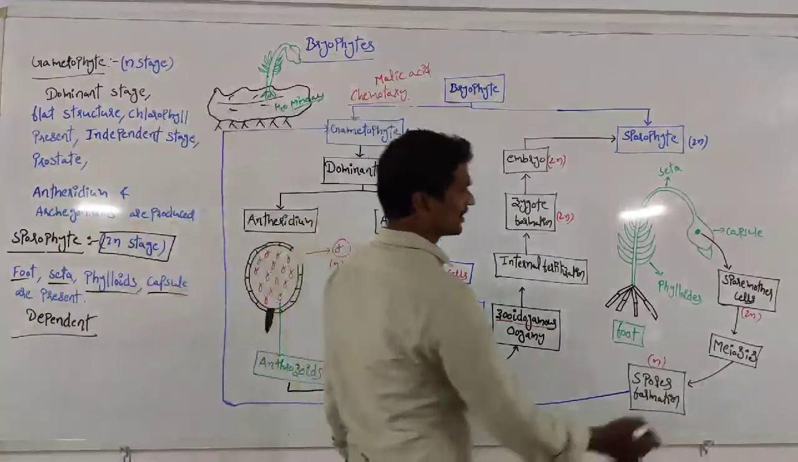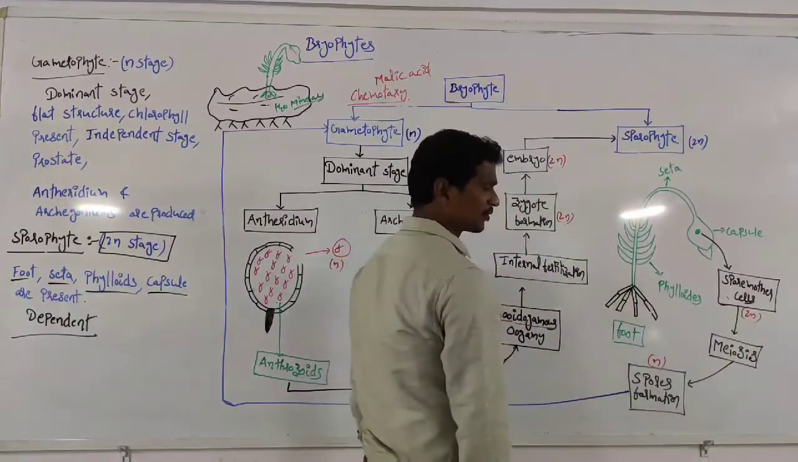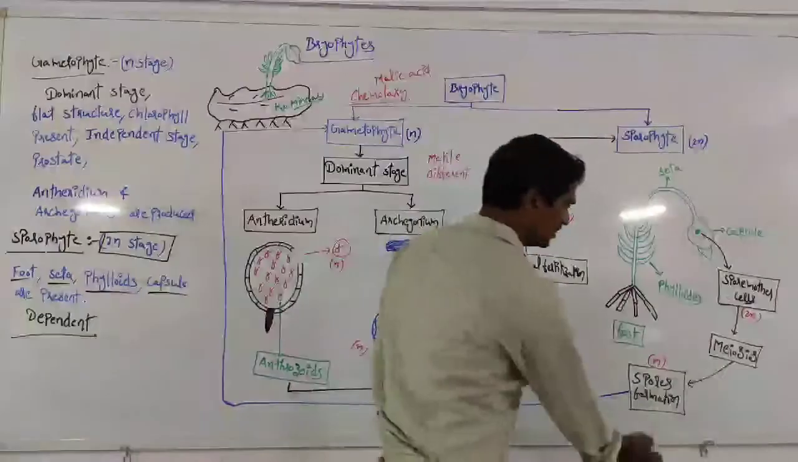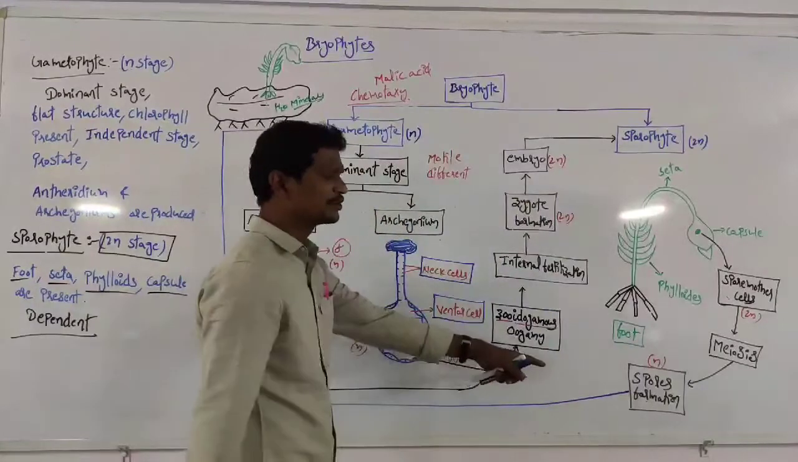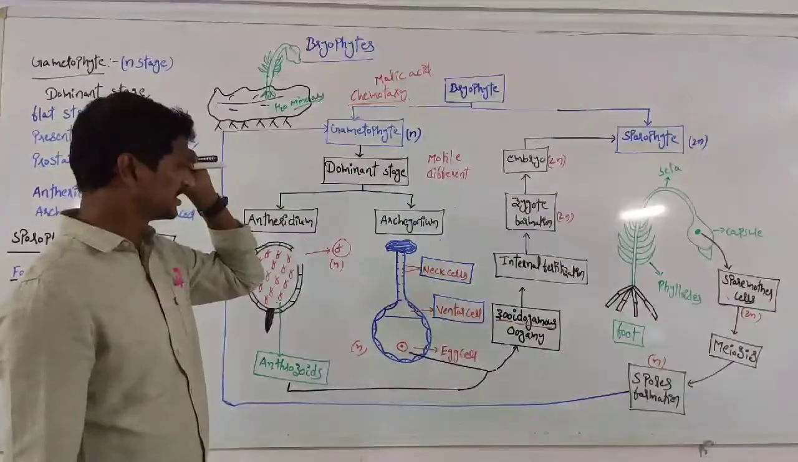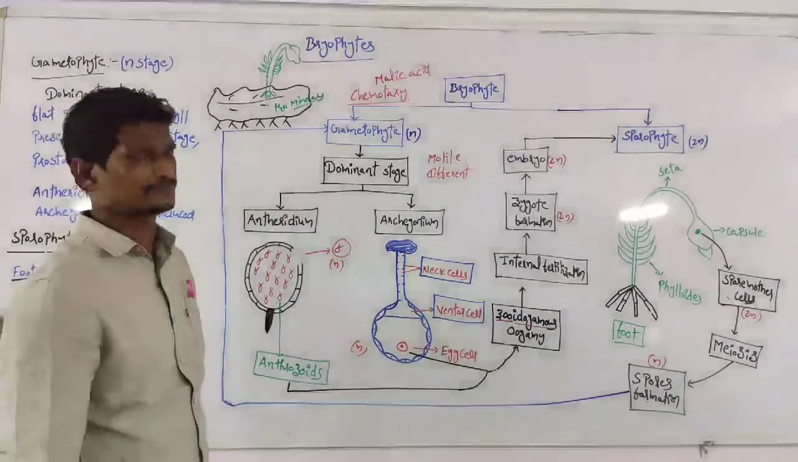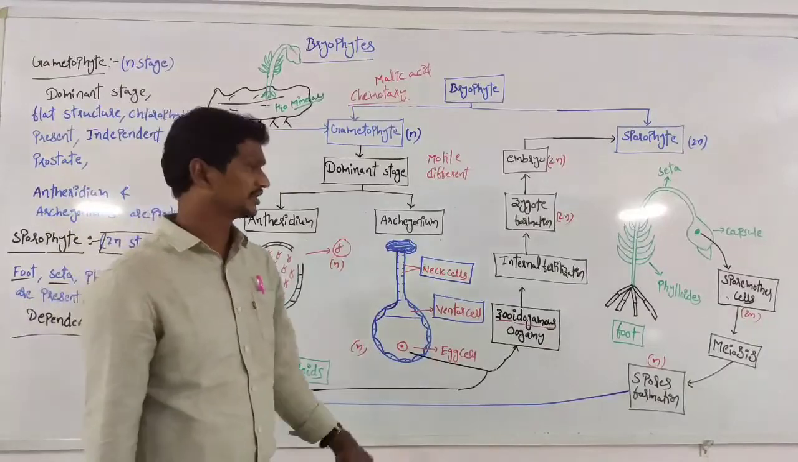Very simple. The capsule contains the spore mother cells. The spore mother cells undergo the meiosis process, which produces the spores. The spore state is the n state, and these spores germinate and produce the gametophyte. This is the life cycle of the bryophytes. Next, we will discuss the next concept.